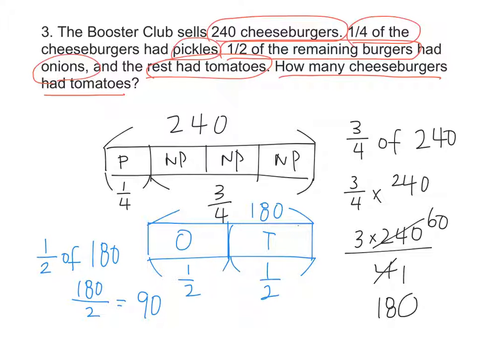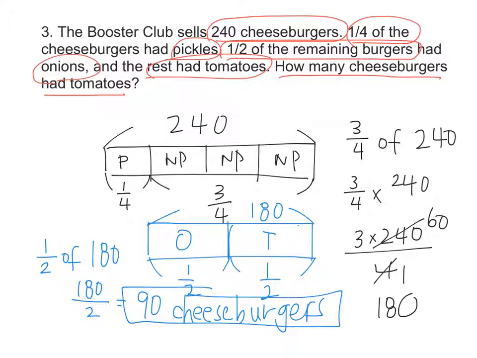Good. And so what label do we need to give to actually answer the question? Every time I get to the number, I always go back and look at the question. So my answer is 90, but the question is, how many cheeseburgers had tomatoes? So it's 90. Good. And yeah, if you want to write the whole sentence, you can write 90 cheeseburgers had tomatoes, or you could just write 90 cheeseburgers. That's okay with me too.